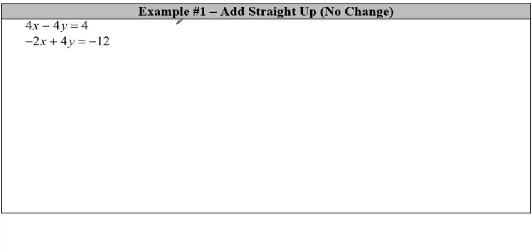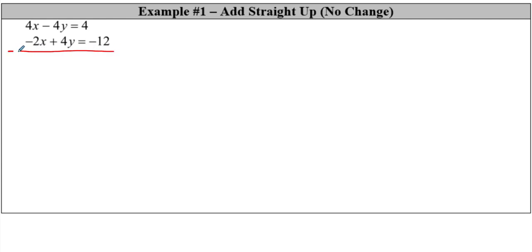The first one that we're going to see is where we have that add straight up. Okay, so remember the 2 criteria we're looking for. We have an x and a y, so we're looking, do I have 2 x terms that have the same value coefficient but opposite signs? So I like to kind of look down on my x values first and then my y values. I always like to line them up in standard form.